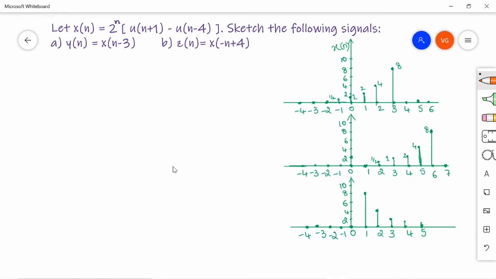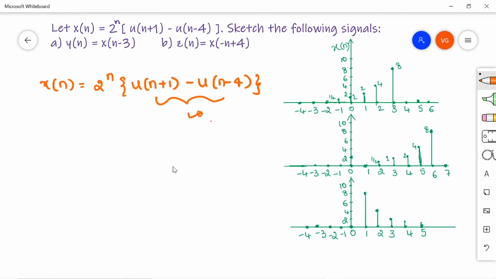The last problem in discrete time signals in this video is x of n is equal to 2 power n into u of n plus 1 minus u of n minus 4. Then sketch the following signals, that is x of n minus 3 and x of minus n plus 4. So first we have to draw x of n. Unlike previous problems, they have not given the x of n signal, but they have defined 2 power n into u of n plus 1 minus u of n minus 4. So first we have to evaluate what is u of n plus 1 minus u of n minus 4. This is a very common question in board papers.